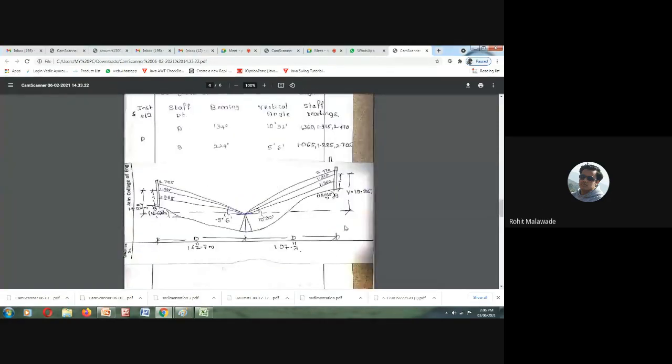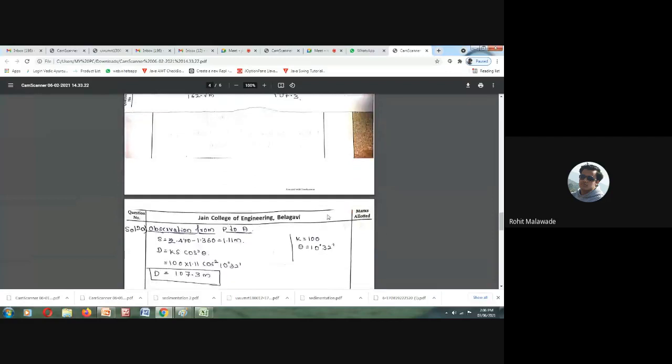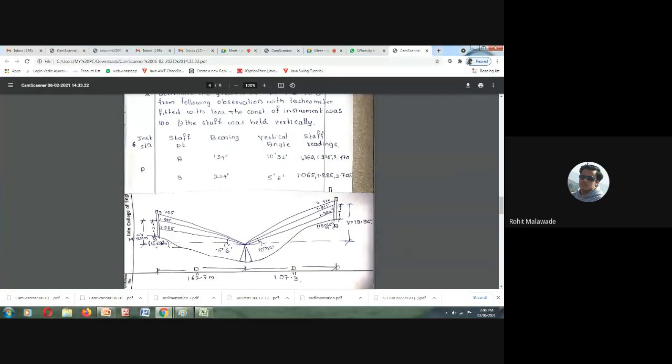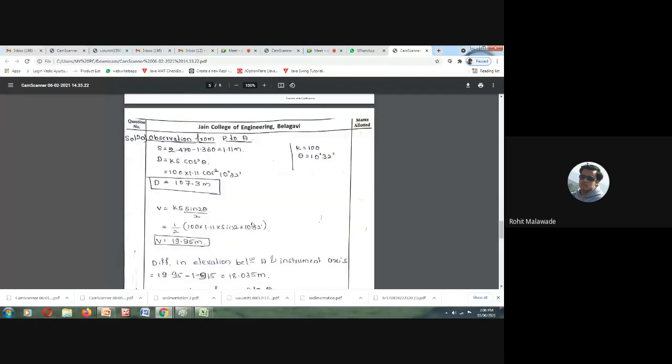Now we want V. Again, as C is not given, what is the formula? V is equal to 1 by 2 Ks sine 2 theta, plus C sine theta. C is not given, so we take it as 0. So V is equal to half into 100, into 1.11, into sine 2 theta, where theta is 10 degrees 32 minutes. So we get V is equal to 19.95 meters. This is the height from the center of the crossstaff to the horizontal line of sight. So we have determined it.